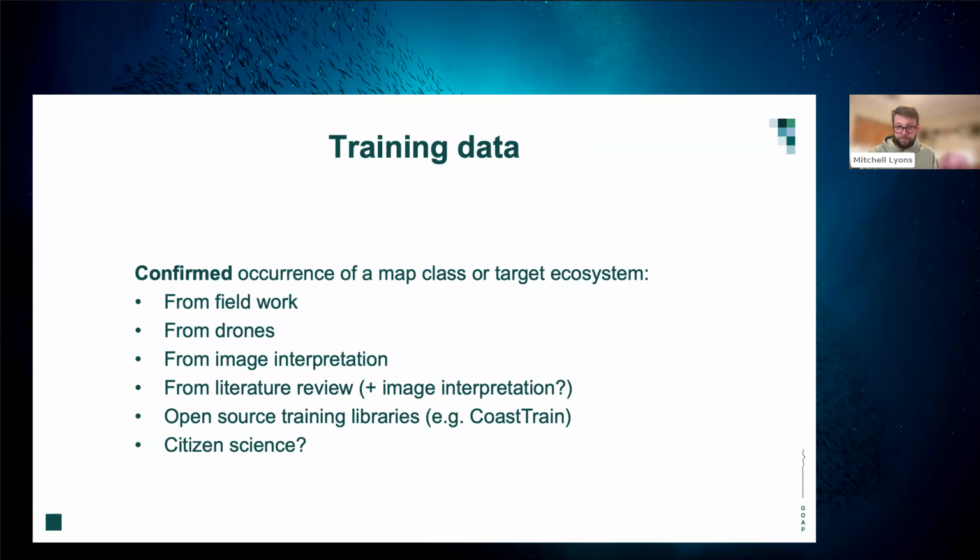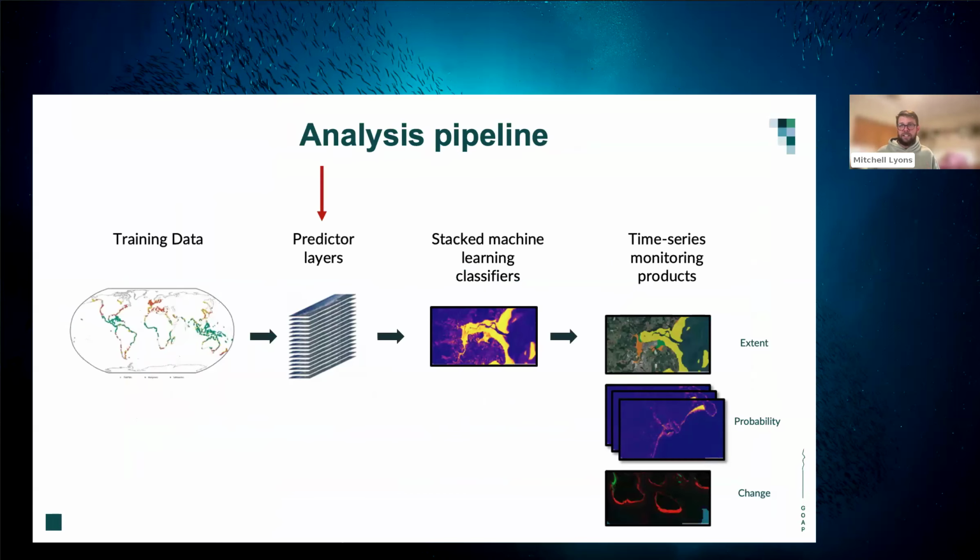So that's training data. And the next thing that we want to think about is, okay, we've got training data, which is confirmed occurrences of what we're interested in. So in this case, it's seagrass.